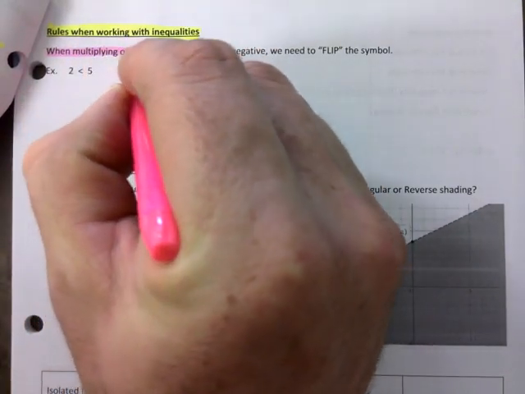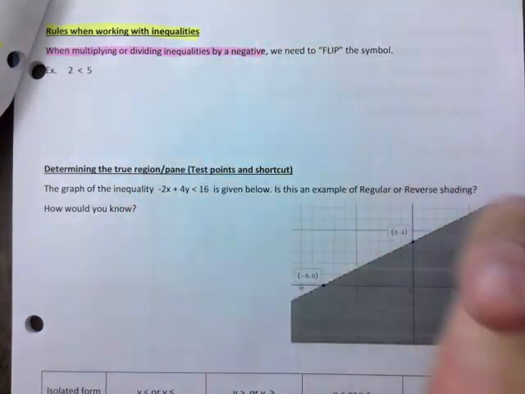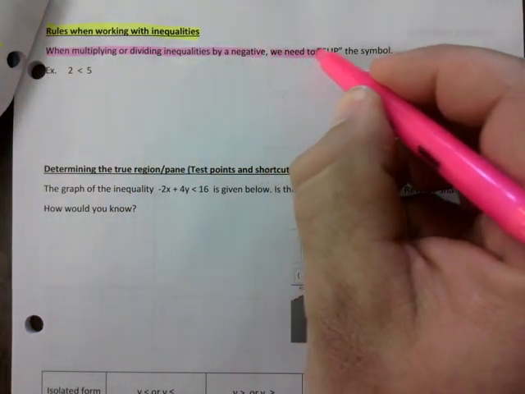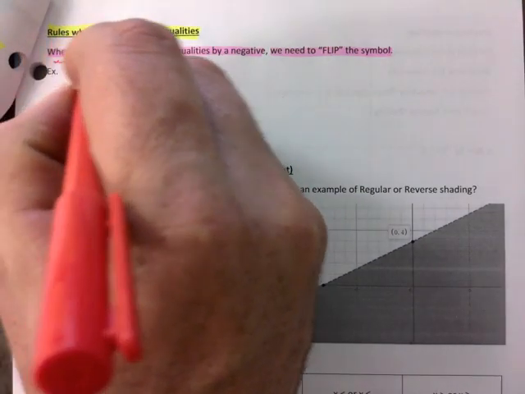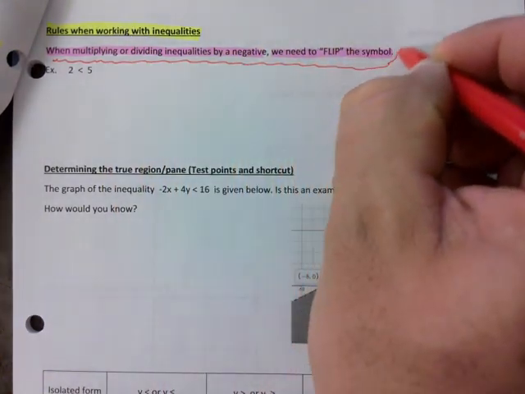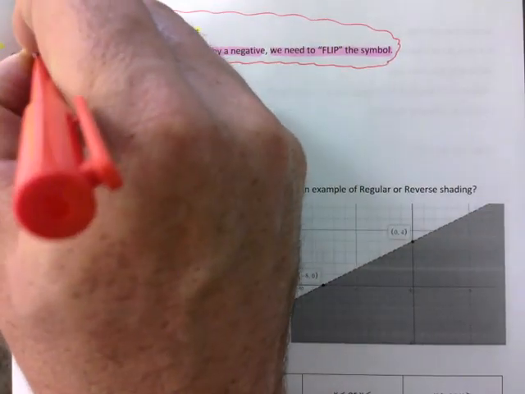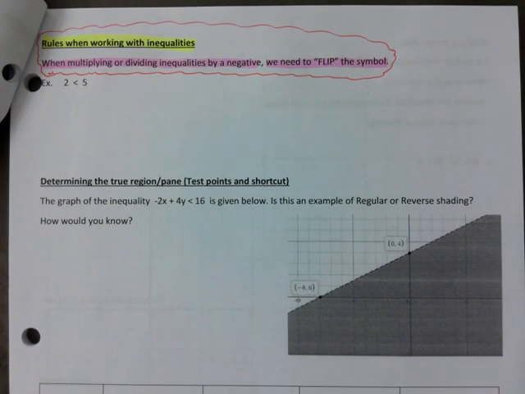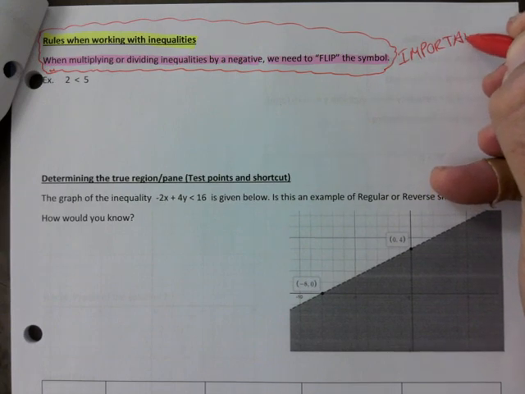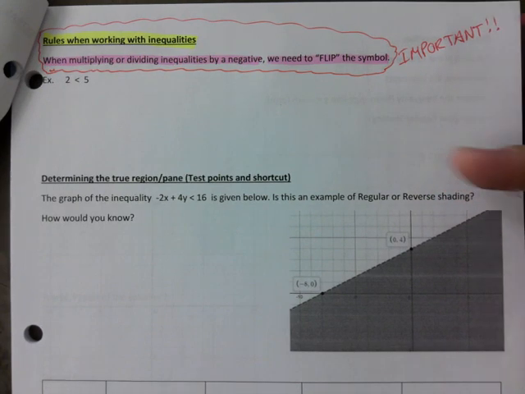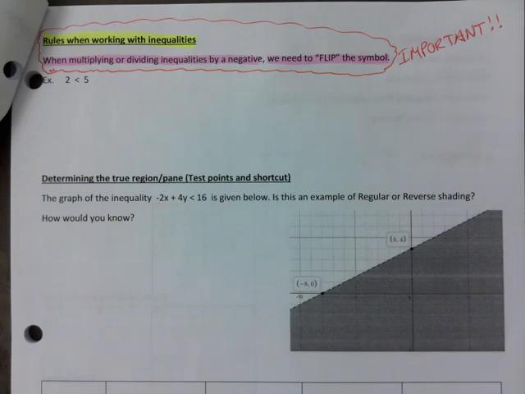When multiplying or dividing inequalities by a negative, we need to flip the inequality symbol. That is so important. I'm going to make that stick out even more. That is a very, very important concept. Don't forget about it, because it will bite you if you forget about it.